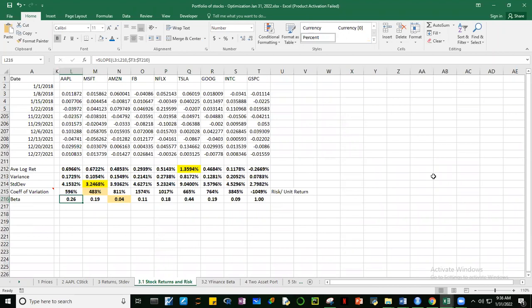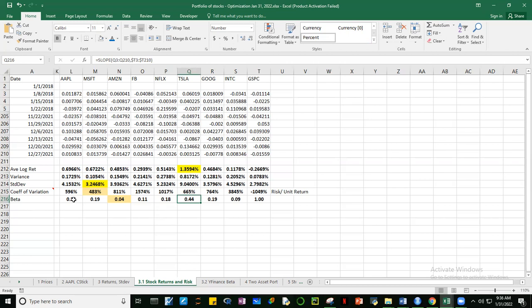In Yahoo Finance, we looked at, for example, Apple, it was 1.2. Okay, Tesla 1.9. But here we're getting this, and the reason behind it is that we're using weekly data. Weekly data is what we use, and this is a four-year period, while Yahoo Finance uses monthly data, 5 years.